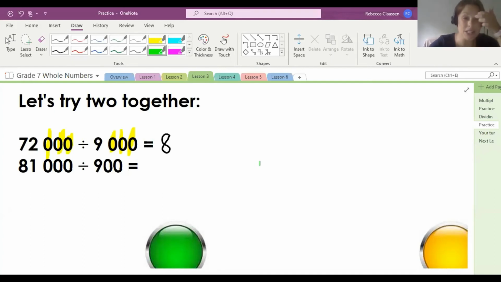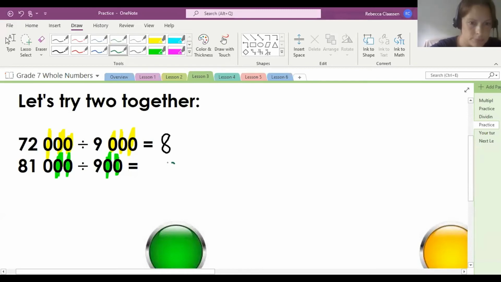Okay, so now let's have a look at the next one. It's a little bit different. Here we've only got 2 zeros, and on the other side there's 3. So we're going to cancel out that one with that one, and that one with that one. But now we know our answer is going to end in a 0. So we put that 0.